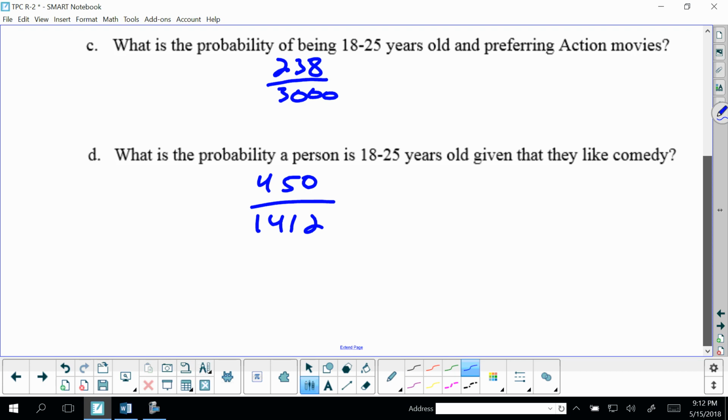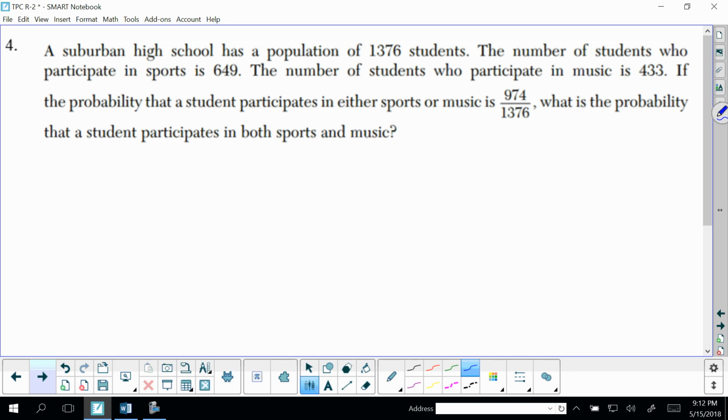All right, that's the last two-way table one we're going to do together. If you flip to page 7, we're going to work with our and/or formula some more on this page. So we've got a suburban high school that has a population of 1,376 students. The number of students who participate in sports is 649. Music is 433. And the probability a student participates in sports or music is that value there.